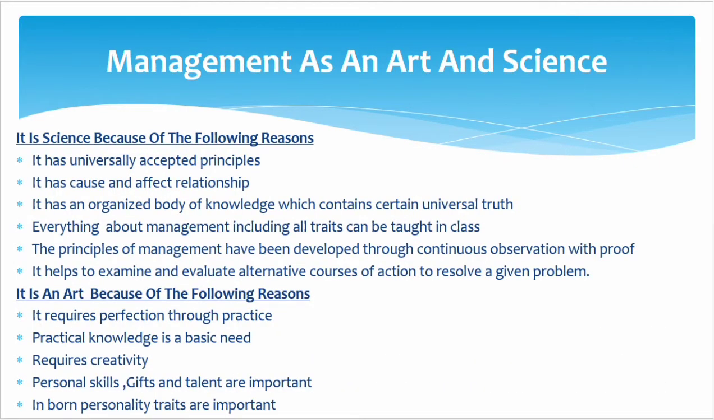Management can be said to be either an art or a science. It being regarded as a science means it has principles that are universally accepted. It also means that it affects relationships between people. The body of knowledge that you learn has some truth in it that is applicable universally. It also has traits that can be taught in class, so it's something you can learn. Some managers have become good by learning.